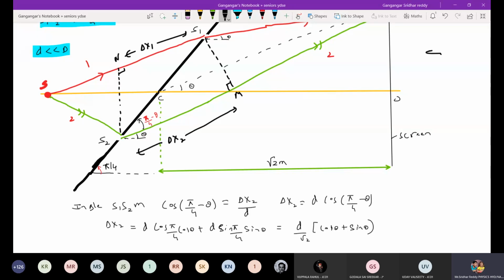Theta will be very small, so this will become d by root 2 times (1 plus theta). Theta is very small, so cos theta will be 1 and sin theta will be theta. From where I am using the theta very small condition. Okay, we got delta x2. What to do with delta x1?